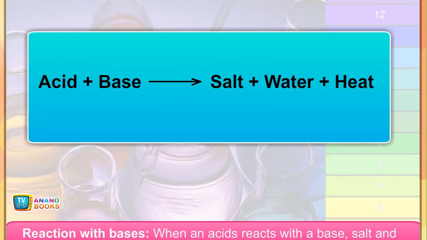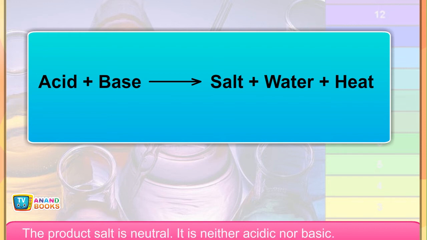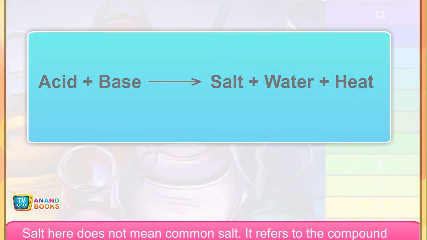Reaction with bases. When an acid reacts with a base, salt and water are produced. The reaction is called neutralization reaction. Heat is also evolved. Acid plus base gives salt plus water plus heat. The product salt is neutral. It is neither acidic nor basic. Salt here does not mean common salt. It refers to the compound produced by any neutralization reaction.